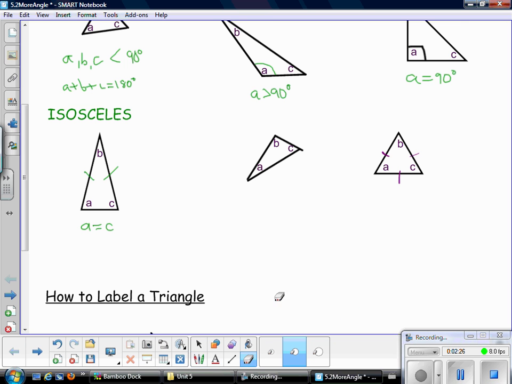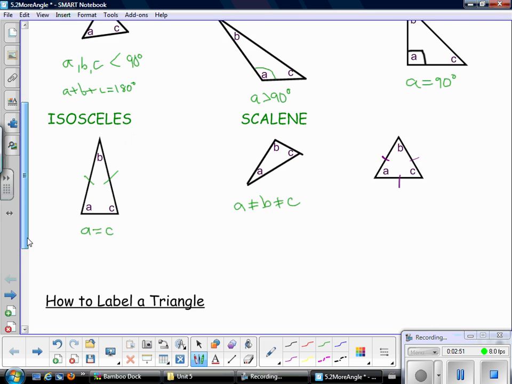Okay, and the next kind is what we call a scalene triangle. What we mean by a scalene triangle is that A doesn't equal B, does not equal C. So all the angles are not equal to each other. So it's very similar to an acute triangle.